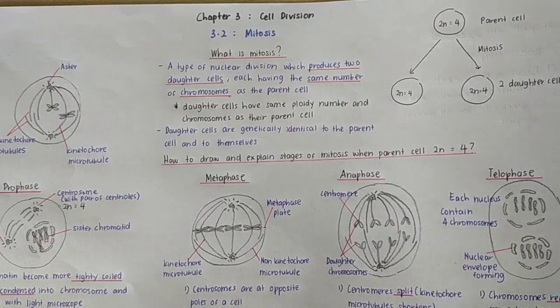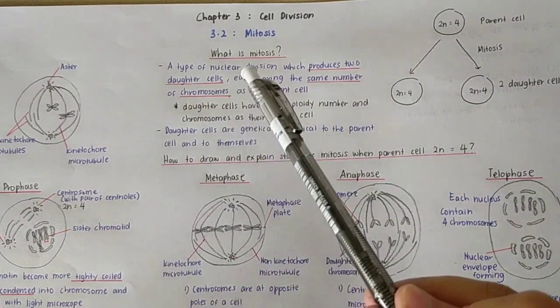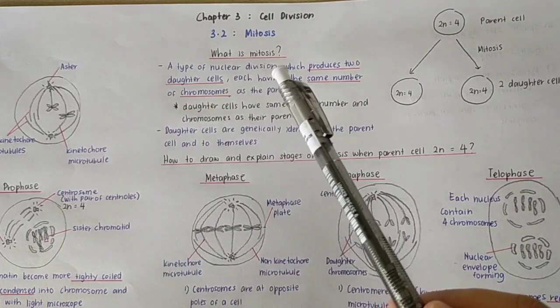Okay, so I hope you can take note for this subtopic because you have to know how to explain what happened in the stages of mitosis. Before we start, firstly, we look at the definition. So actually, what is mitosis?